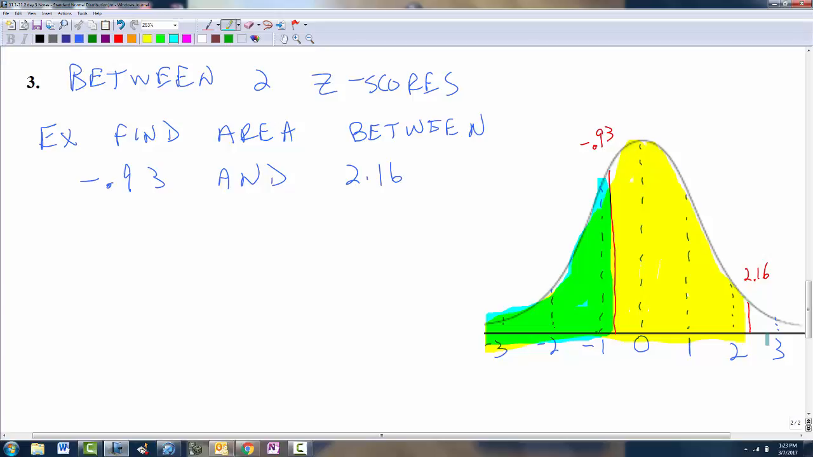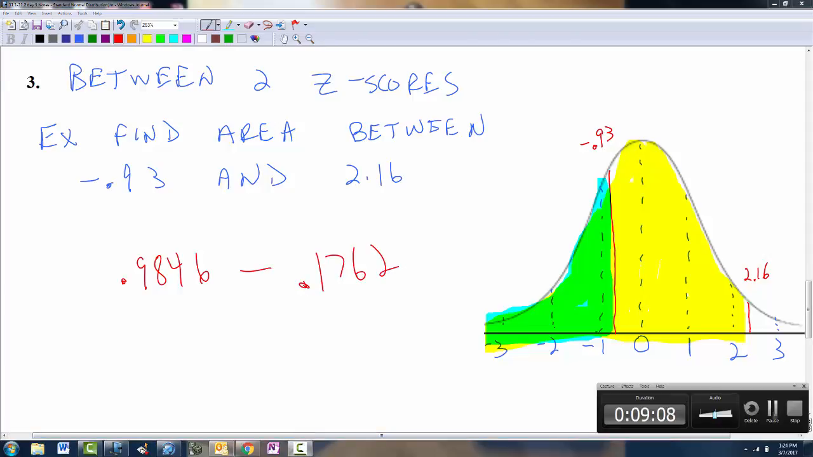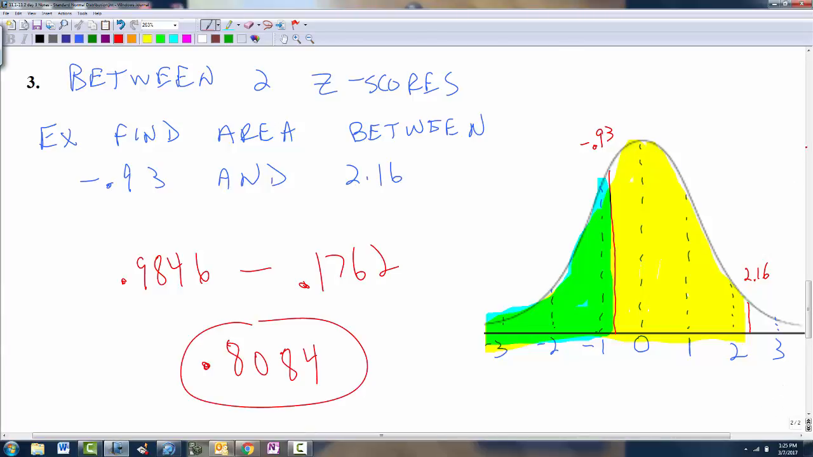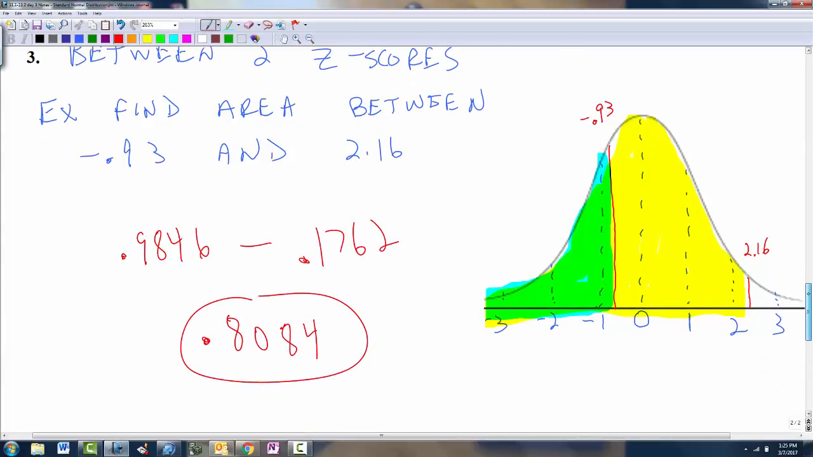Yellow. Okay, so I go to my chart. You guys go to your chart. What's 2.16's area number? 0.9846, he says like a robot. And then what's the negative 0.19? The other one. You got to flip your paper over. 0.1762. Subtract them. Okay, we had a discrepancy on subtracting those numbers. It's all hashed out now.